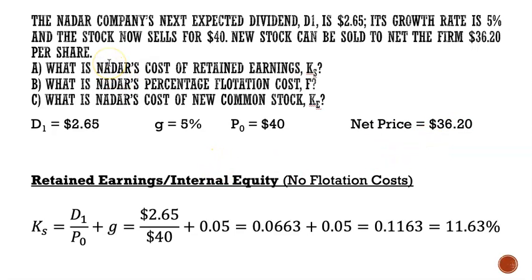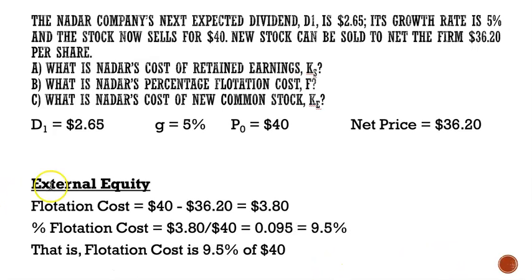First thing, part A, what is Nadar's cost of retained earnings, Ks? So for Ks, there's no flotation cost. So we're going to take the regular formula, D1 over P0 plus g. So just drop in the figures and we get 11.63%.